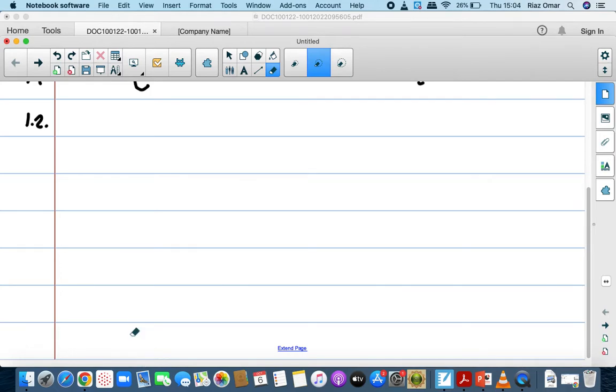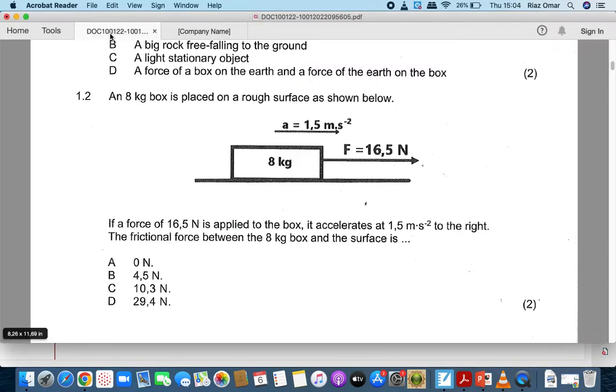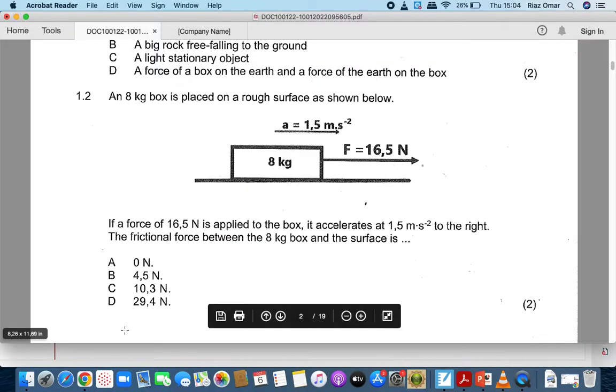So 4.5 was the answer for B, right? So let's write it down. Let's just double check that again. 4.5 was B.